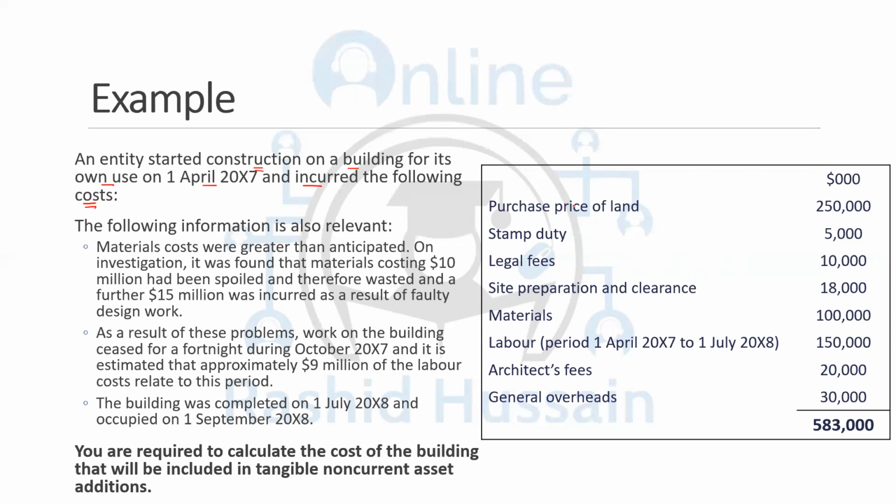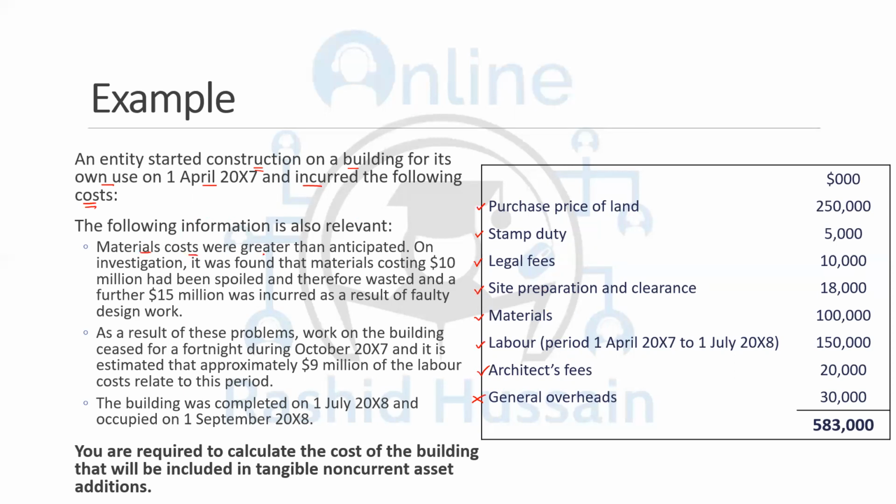So an entity started construction. Okay, so the purchase price of the land is going to be capitalized. Stamp duty, yes. Legal fee, yes. Site preparation and clearance, yes. Materials, yes. Labor, yes. Architect fee, yes. General overheads, and we know we are not going to capitalize the general overhead, so you're going to exclude this thing. You're not going to capitalize this amount. But we have some additional information in this question as well. The following information is also relevant.